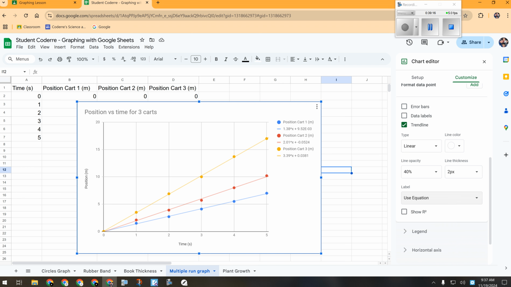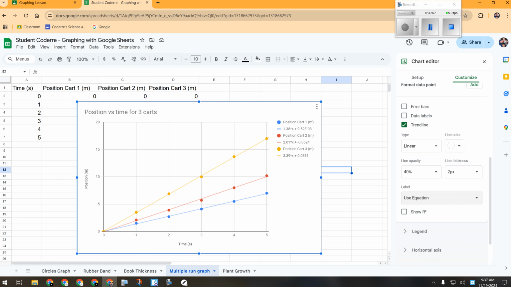Okay, so let me ask you a couple of questions here. What's the initial position of cart 3? 0.0381 meters. How do we know that? Is that the y-intercept for cart 3? And would the y-intercept on this graph be your position at time 0? Then it would be your initial position. Okay, that's exactly the kind of analysis I would ask you to do. Interpretation of that graph.